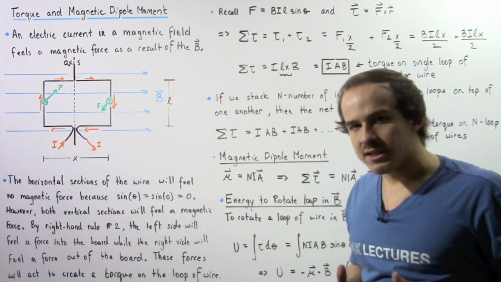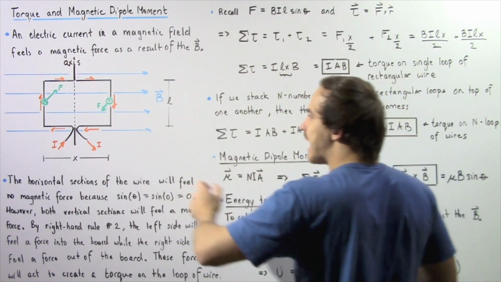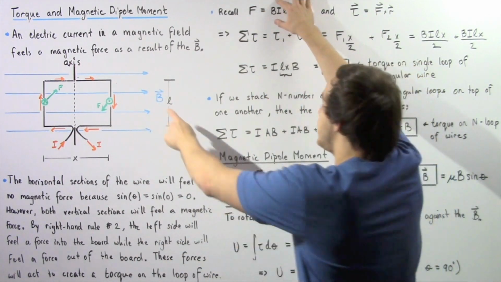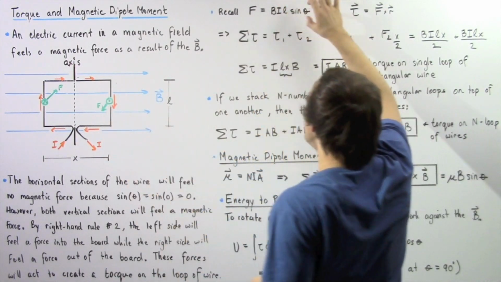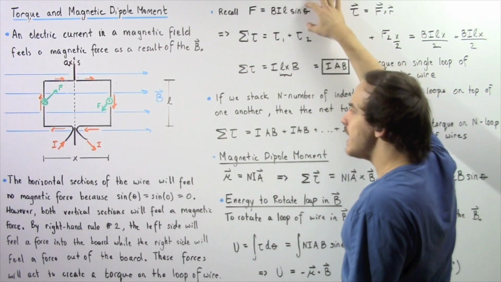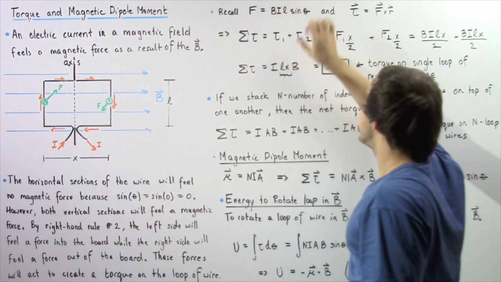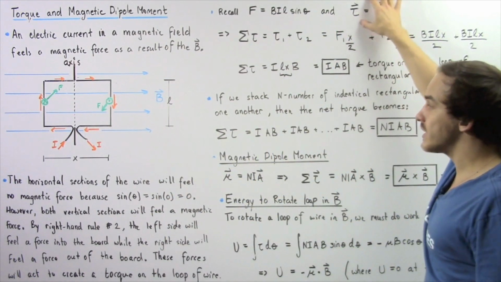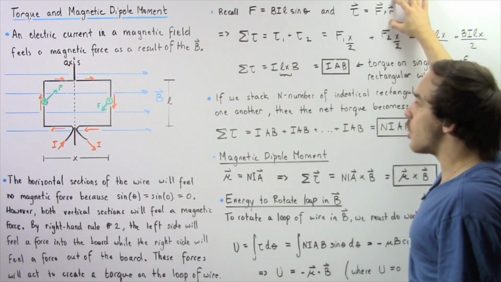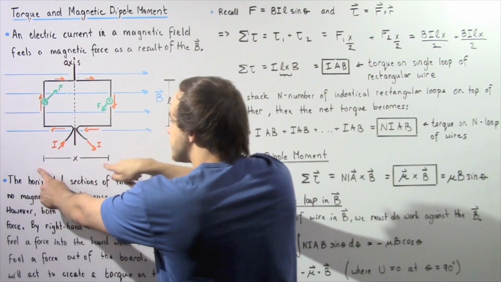Now, let's actually calculate what this net torque is. Recall that the magnetic force acting on either of these sections is equal to the product of the magnetic field B, I, the current in our loop, L, the length of these sections, and sine of the angle theta, the angle between B and the length. In this case, the angle is 90. Also recall the torque is equal to the cross product of our force and our lever arm. The lever arm in this case is simply half of this value.